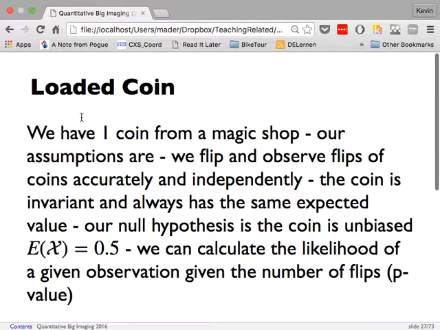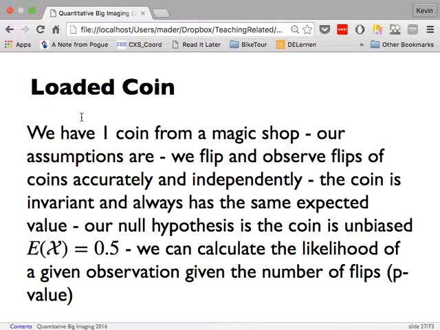So if we go back to the loaded coin example, where you have one coin from a magic shop, you can list off the assumptions you have. First, you flip and observe flips of coins accurately and independently. This is almost always one of the assumptions you're required to have, so that when you do these tests, there's no relationship between the first measurement and the second measurement. And so if you're looking at the same animal over time, then of course a t-test isn't the right test to use, because you assume that they're completely independent. And of course, if you're measuring how heavy an animal is every day, this isn't an independent measurement. It's quite dependent on what it weighed yesterday.